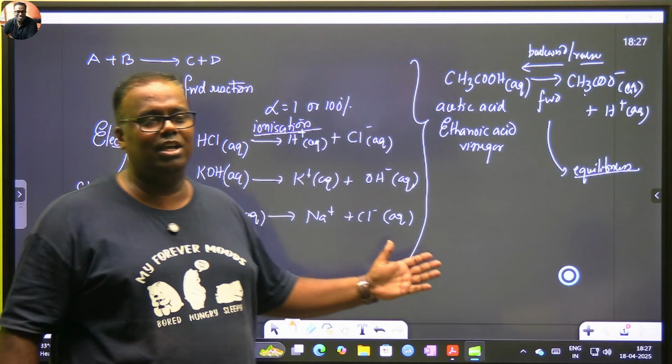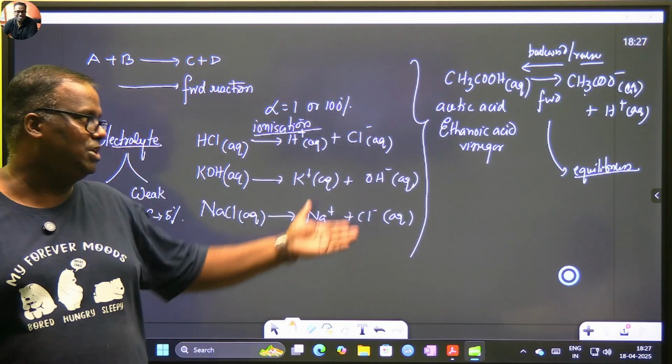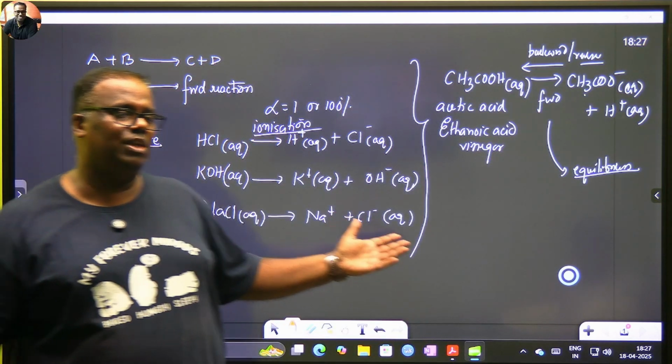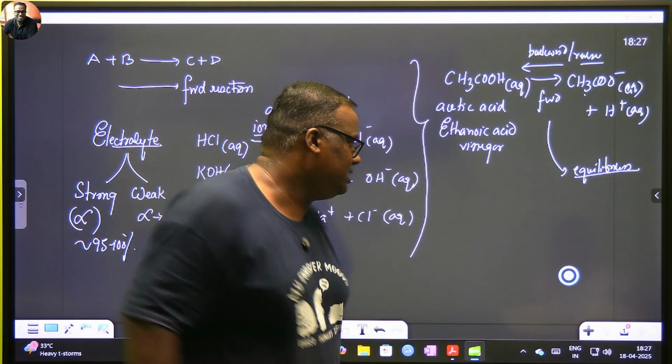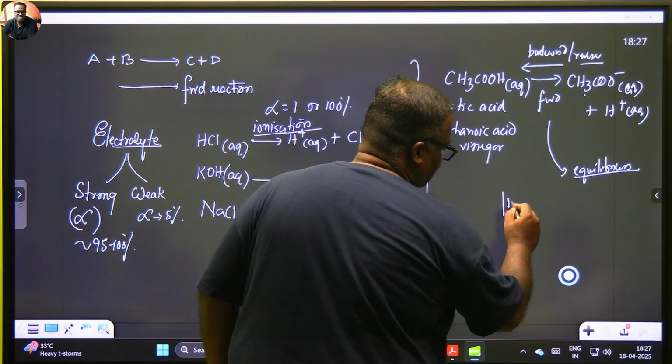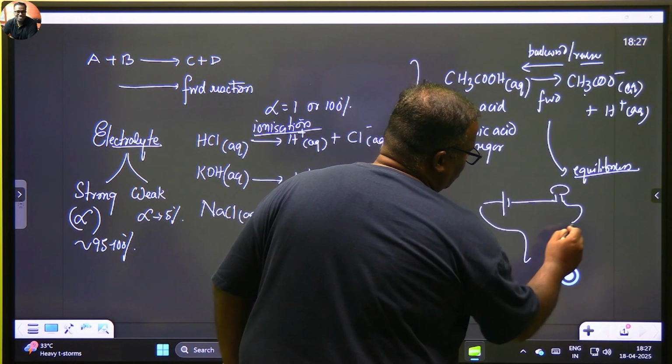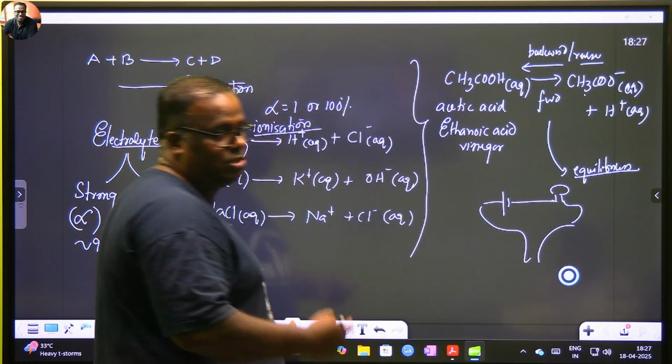When that state has come, you will find that only 5% ionization has happened. How do I put it in front of an experiment? Let's say I design a circuit like this. This is a small circuit that I have designed, which has got a bulb and two probes. Now, if I connect these two probes, the bulb should glow.